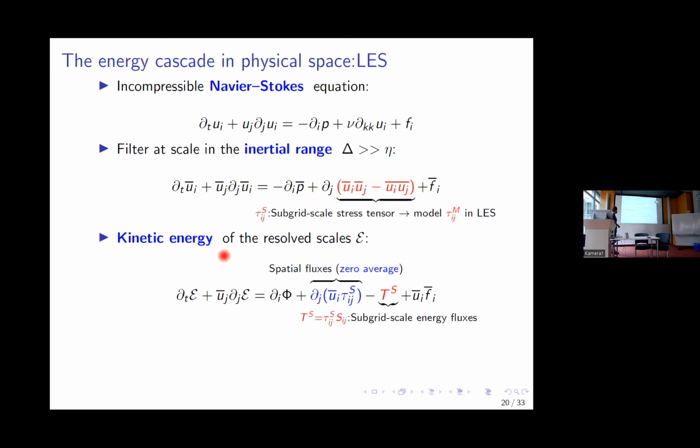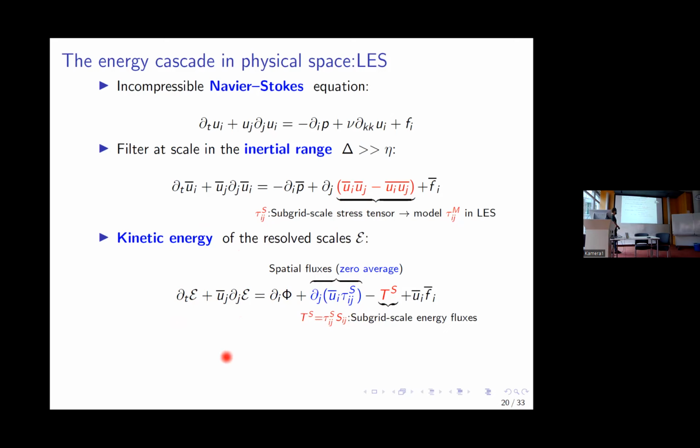And well, you can calculate the equation for the resolved kinetic energy. You have also a conservation equation, an advection equation, plus some spatial fluxes. And then you can operate here on the energy and you get two terms. One that is related to the advection of the subgrid scale stress tensor, minus a term that is called the subgrid scale energy flux, which is simply the subgrid scale stress tensor times the rate of strain tensor.